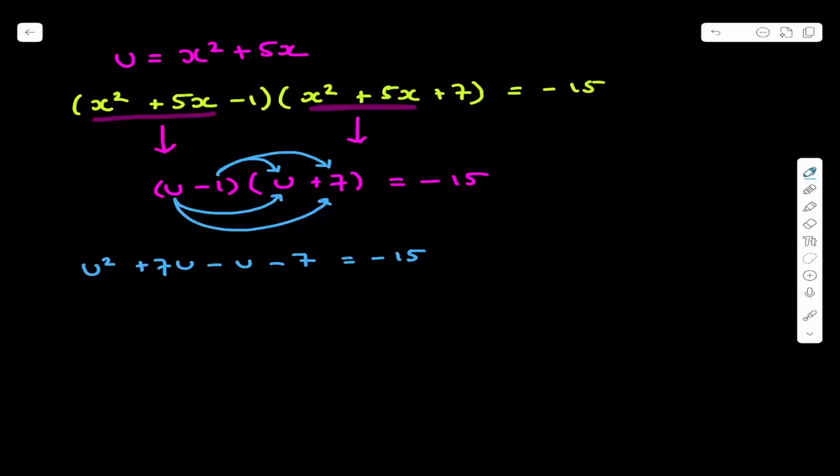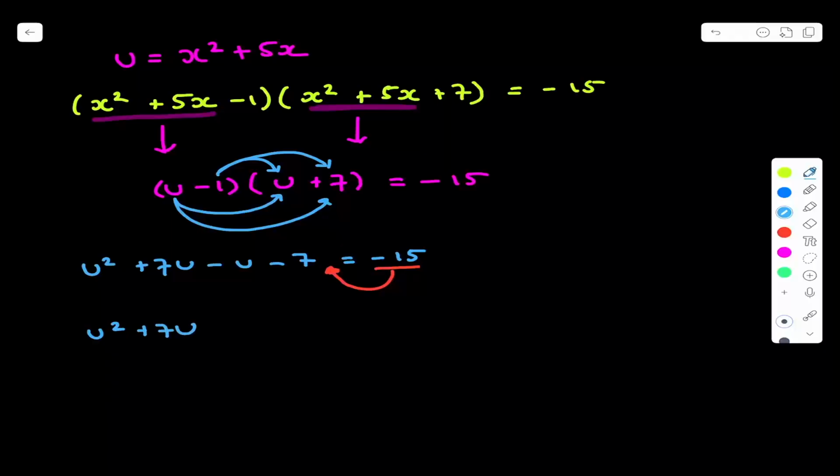Okay, we have a quadratic. In order to solve a quadratic, we need to make it equal to 0. So we just need to move this negative 15 to the left-hand side. And whenever you move something across the equal sign, it becomes the opposite. So because it's negative 15 on the right, when you move it across, it becomes positive 15. So my left-hand side now is u squared plus 7u, take u, minus 7, and instead of negative 15, we would have plus 15 on the left-hand side, and it equals 0.